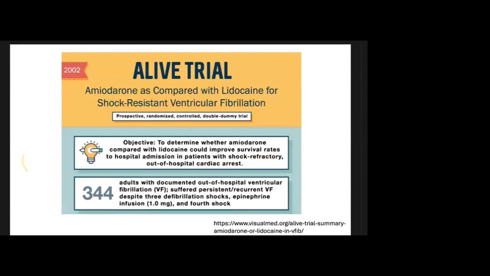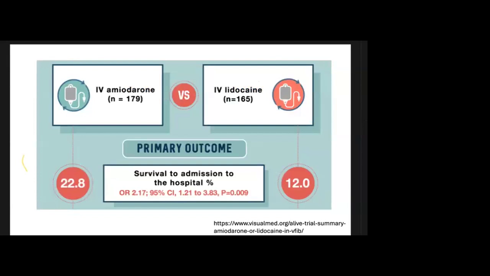So this was a randomized control trial where they really wanted to look at whether amiodarone or lidocaine would improve survival rates, as well as hospital admission and some other outcomes, specifically in patients with shock-refractory out-of-hospital cardiac arrest. They ended up getting 344 patients who had VFib, had gotten 3 shocks and epi, and then a 4th shock, and they were still in VFib. And so they got either IV amiodarone or IV lidocaine. Did a pretty good job of dividing those. And primarily they looked at survival to hospital admission, which amiodarone had better survival percentage compared to lidocaine.